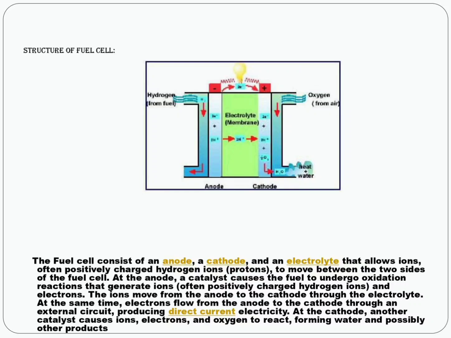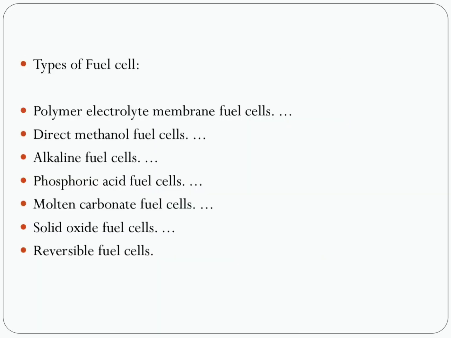At the cathode side, another catalyst causes the ions, electrons and oxygen to react, forming water and possibly other products. Then we are going to see the types of fuel cells. Types of fuel cells: polymer electrolyte membrane fuel cell, direct methanol fuel cell, alkaline fuel cell, phosphoric acid fuel cell, molten carbonate fuel cell, solid oxide fuel cell, reversible fuel cell. These are the basic types of fuel cells.